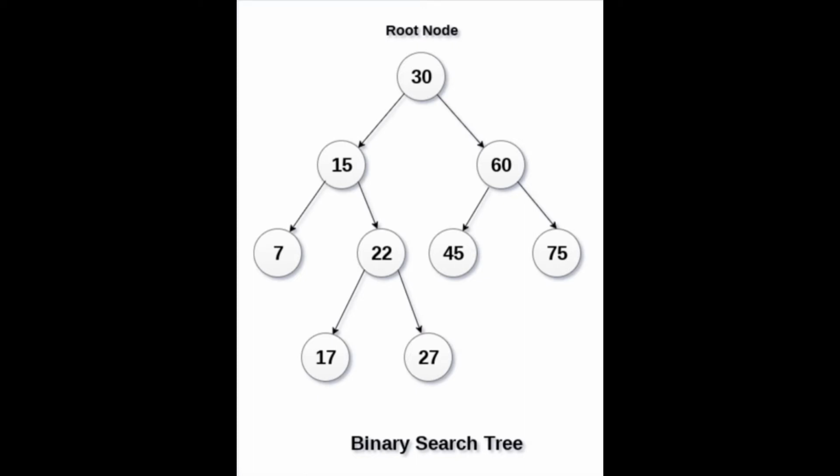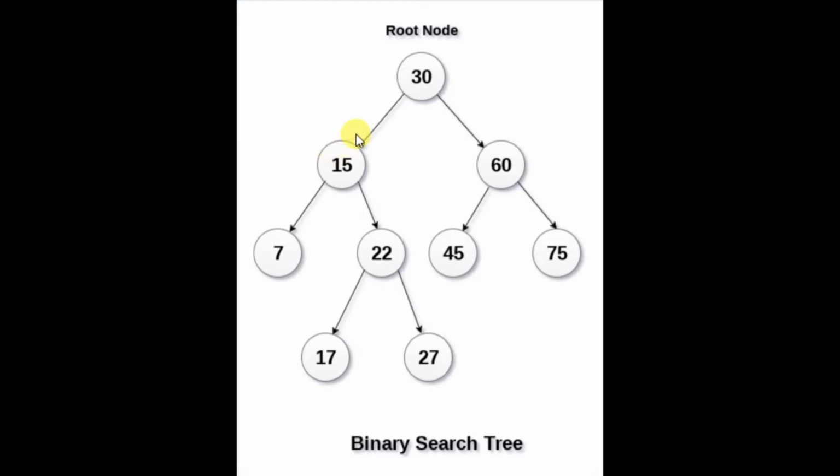Suppose here is a tree, binary search tree. Let's suppose we feed first data as 30. So root will take 30 and next we feed 60. So 60 is greater than 30, so it will go on the right child of 30. And next we feed 15. 15 is smaller than 30, so it will go on the left child of the 30.